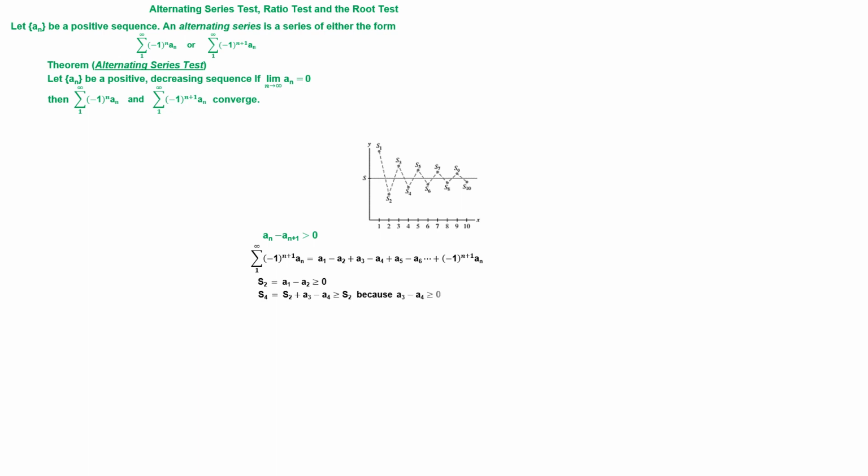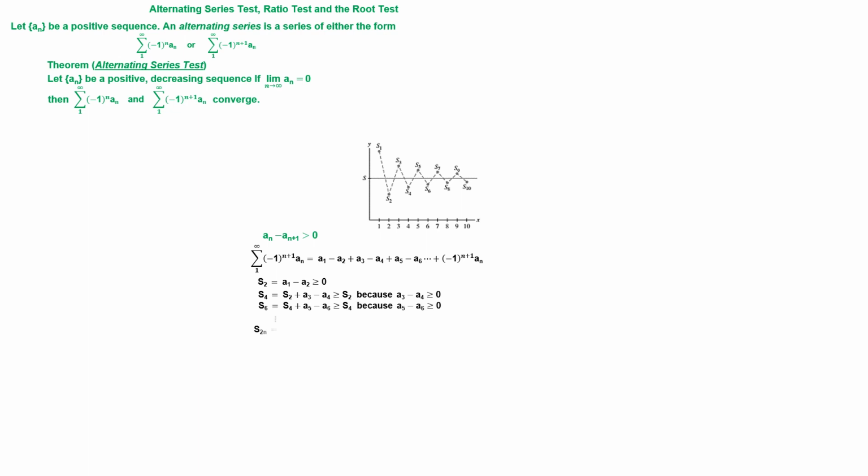Let's prove this theorem. The basic idea behind this theorem is illustrated in the figure below. A positive decreasing sequence, A sub n, is shown along with the partial sums. First, note that because the terms of the sequence are decreasing, for any two successive terms, we can say the following. Now, let's take a look at the even partial sums. We can see that the even partial sums are increasing.